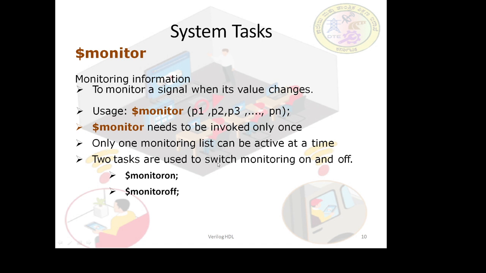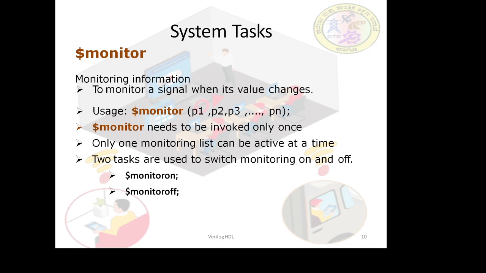So here there are two tasks that are used to switch monitoring on and off. That is dollar monitor, which is going to turn on the monitoring and continuously keep recording the changes that are observed in the system. And the other task is dollar monitor off. This will turn off the monitoring, that is, even after this has been activated, once monitor off is executed, whatever changes are observed in the system will not be recorded and will not be displayed.